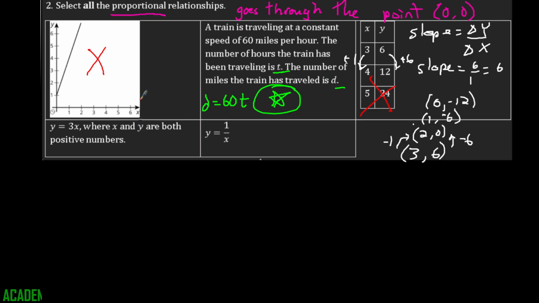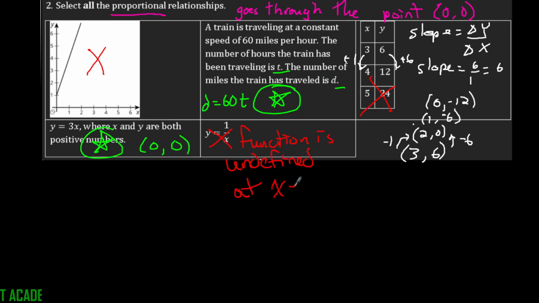However, for the next one, it says y equals 3x, where x and y are both positive numbers. This one's going to be good because it goes to that point 0, 0. So this one is good. However, for that last one, we can't divide by 0. So I'm going to say this one is not good because our function is undefined at x equals 0. So because of that, we cannot include it. So it's only these two options.